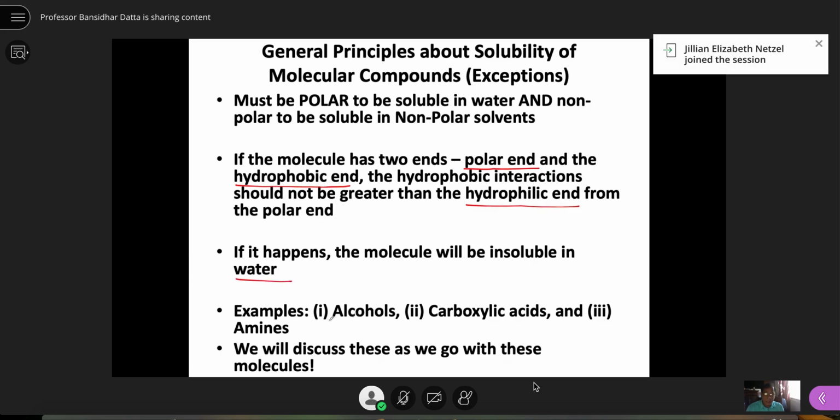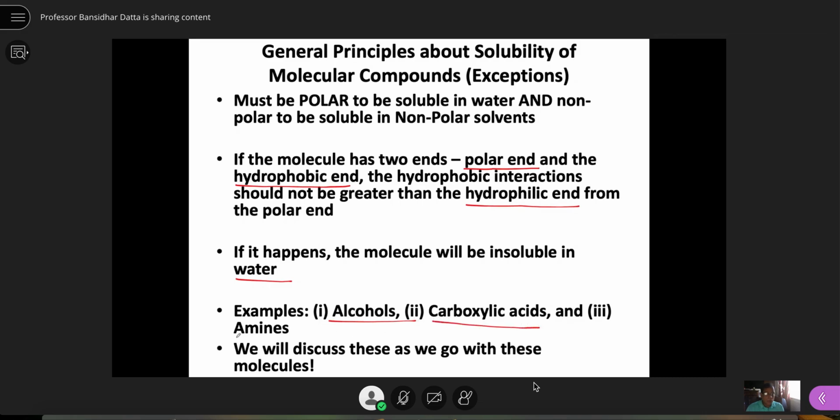And examples will be alcohol, and the like. Next, we talked about molecular compounds, such as sugar and gas, and bicarbonate.